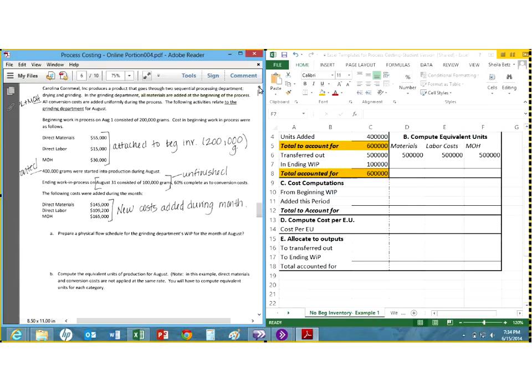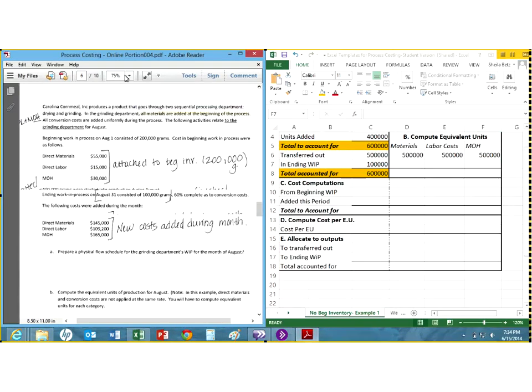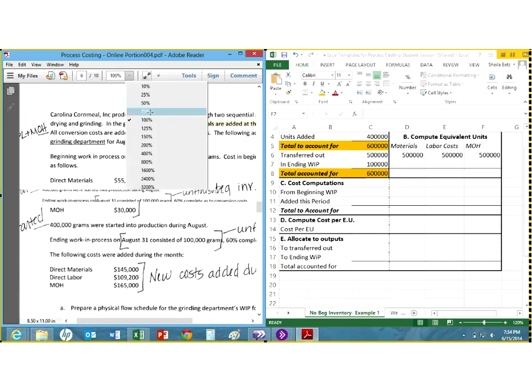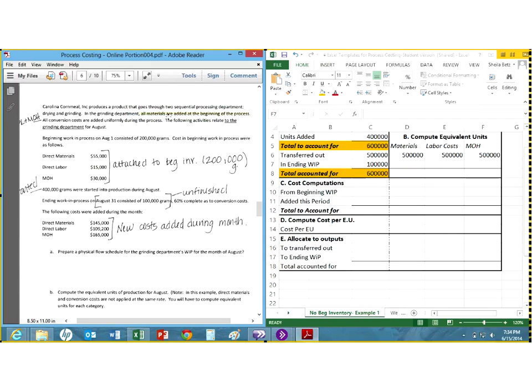So let's go back to our problem. Remember I said earlier that I had you highlight or point out that we're going to need this sentence, all materials are added at the beginning of the process? Well, now we're going to use that. And also note down here, it says there's 60% complete as to conversion cost. If my product is 60% complete, and I know that all materials are added at the beginning of the process, that means all materials are already complete.